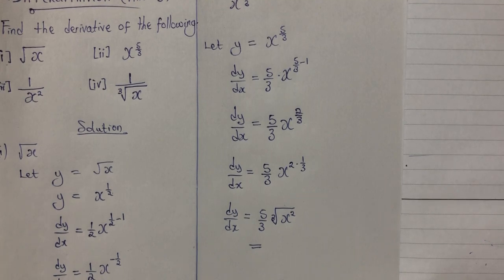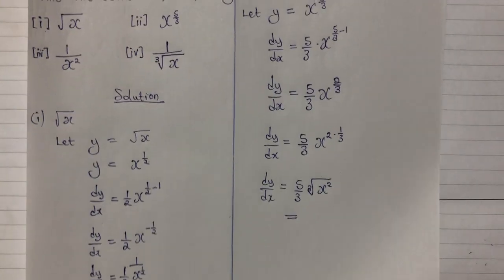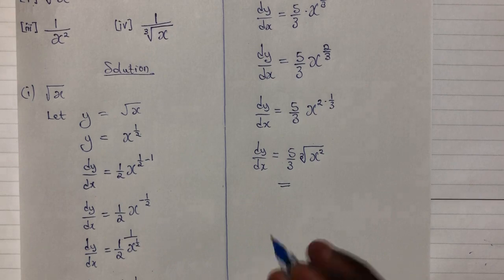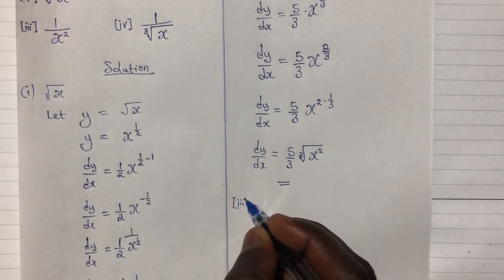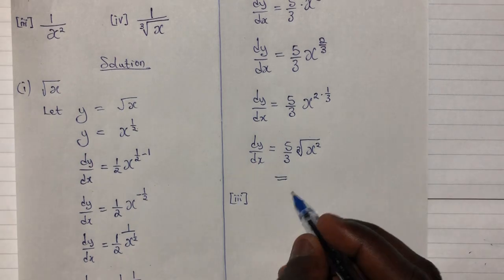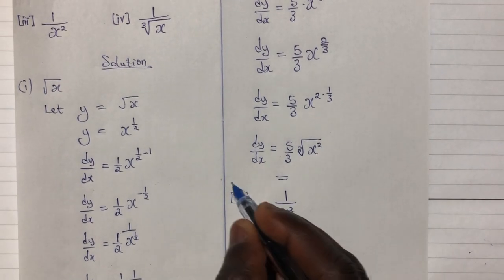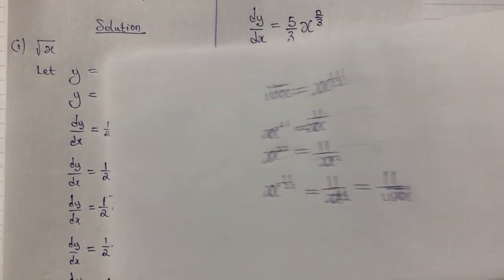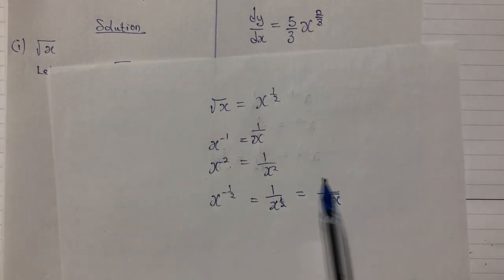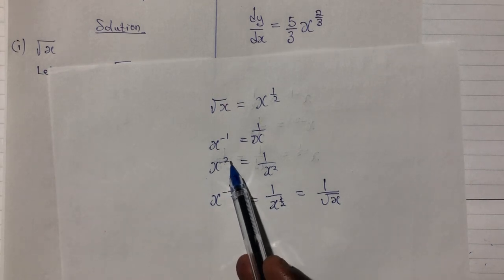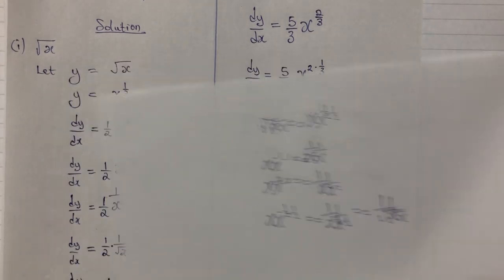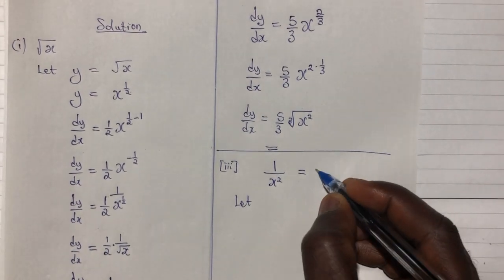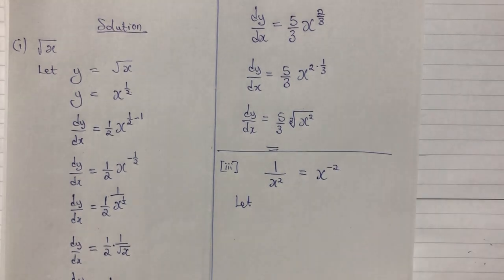Then we move on to the third one, which is 1 out of x squared. So my third example, 1 out of x squared. For this, we know from the indices rules that 1 over x squared can be rewritten as x raised to the power minus 2.